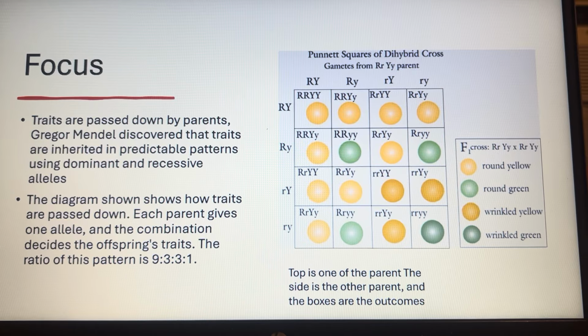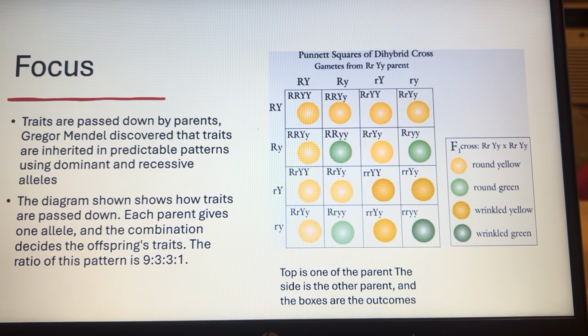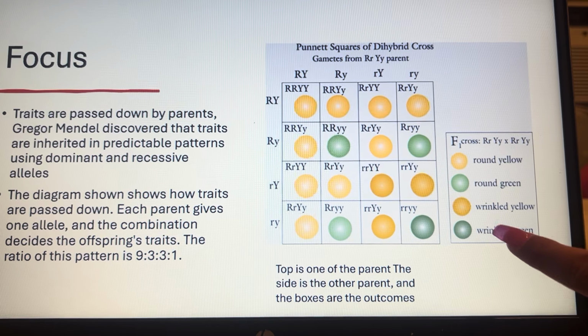As shown in this diagram, the top is the parent and the side is the other parent, and the boxes are the outcomes. And this is the key right here on the right.